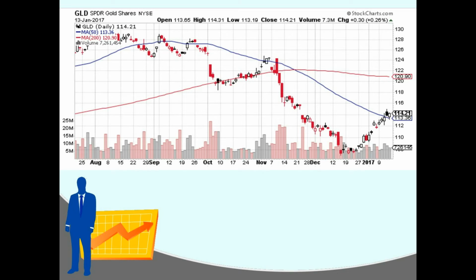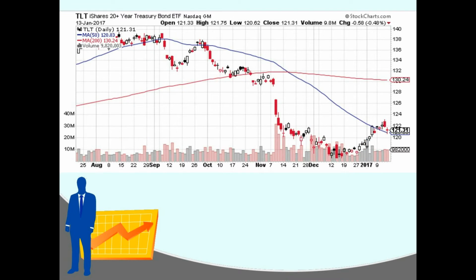So that's one example. Here's another example. This is TLT, which is the bond ETF, and here's a death cross, and this occurred right about here. As you can see, after the death cross, the price went down, down, down in the short term. So that would have been a good time to exit your long position.